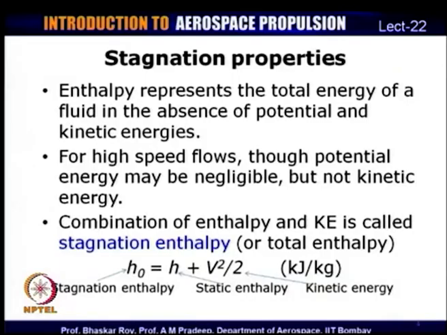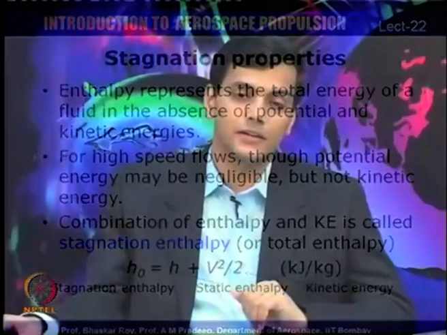You might notice that these are all per unit mass, and therefore, specific stagnation enthalpy is the sum of the specific static enthalpy plus V square by 2. The first term on the right hand side is the static enthalpy, which does not have a subscript 0, and the second term is the kinetic energy term, and on the left hand side we have the stagnation enthalpy. So, this is how you would define stagnation enthalpy, which is primarily the sum of enthalpy as we had defined earlier, which we are now calling the static enthalpy.